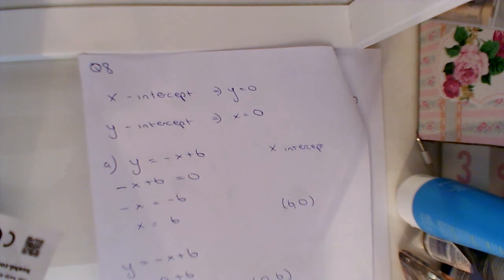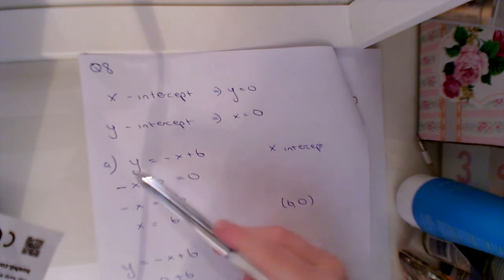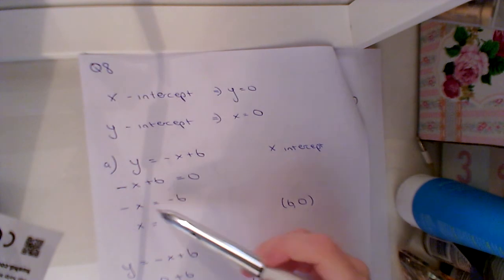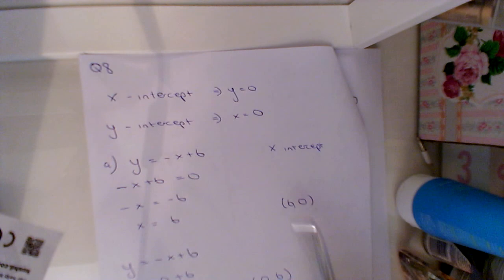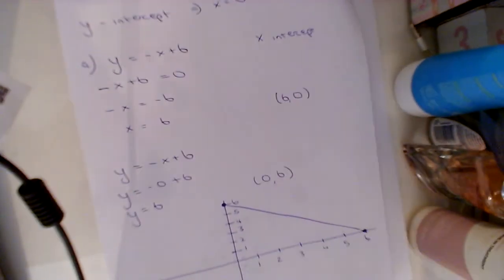Then for part B, I need to get when x is equal to 0. So I have y is equal to minus x plus 6. So I have y is equal to minus 0 plus 6. Y is equal to 6. So that coordinate is 0, 6. And then I've just plotted it here. So my coordinate 0, 6 is up here. And then my 6, 0 is over here.